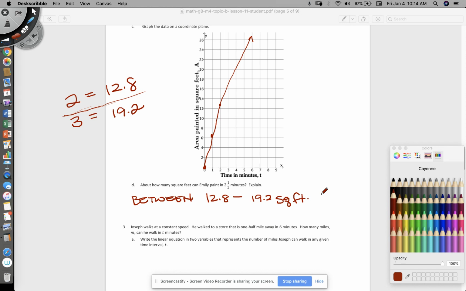All right, number 3. Joseph walks at a constant speed. He walked to the store that is 1/2 mile away in 6 minutes. How many miles, M, can he walk in t minutes?